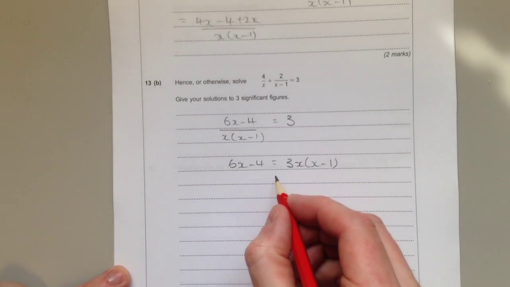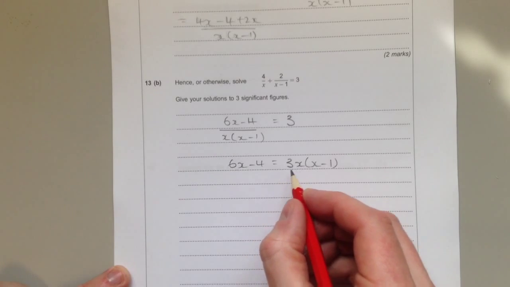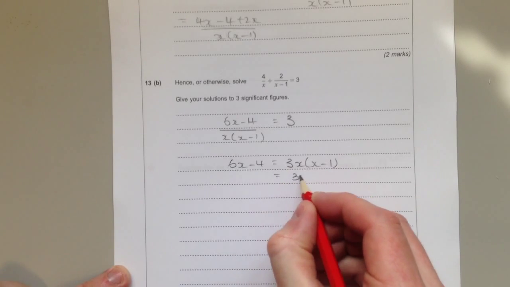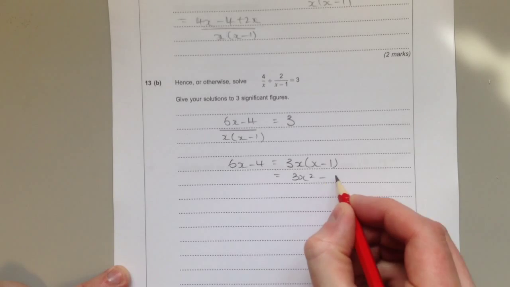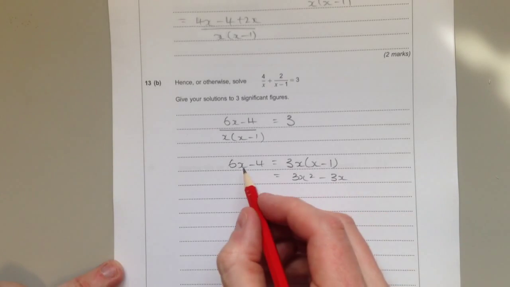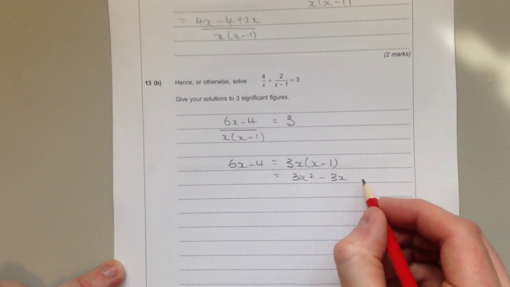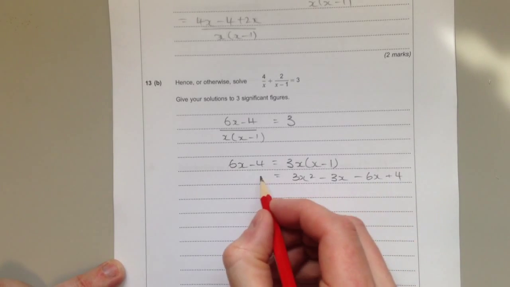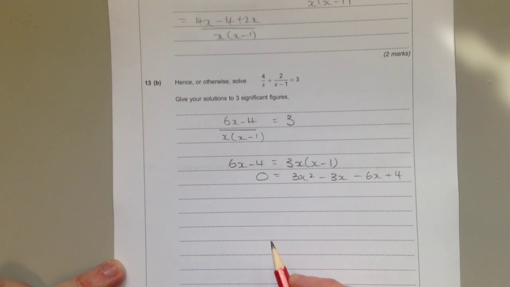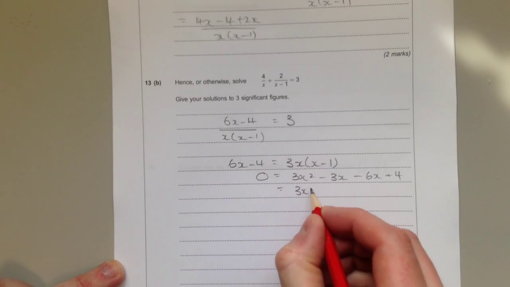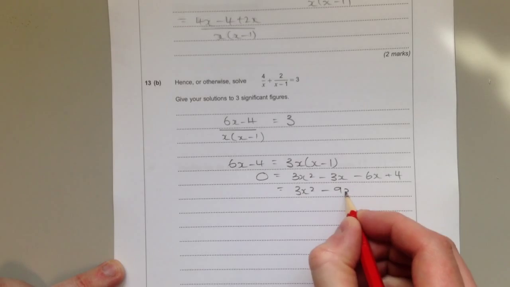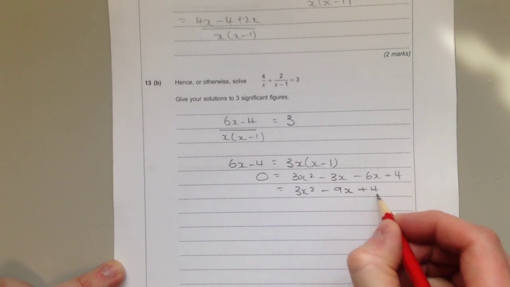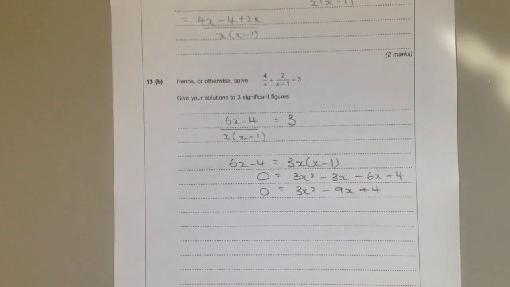If we expand the brackets on the right hand side, we get 3x squared minus 3x, and I'm also going to bring all of these terms over onto the right hand side, so that's minus 6x plus 4. We've got 0 left on the left hand side. We'll now simplify the right hand side by collecting together the minus 3x and the minus 6x, and what we end up with is a 3-term quadratic.